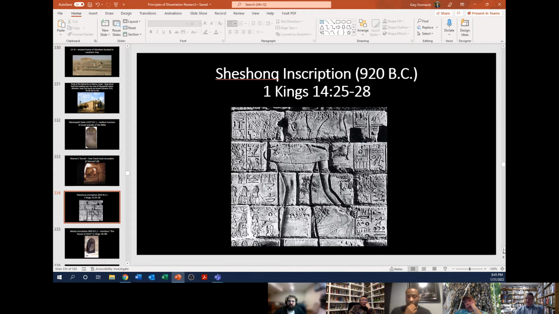The Shishak inscription found in the temple of Karnak in Egypt records Pharaoh Shishak's raid against a king of Judah, Rehoboam. You can read about that in 1 Kings 14. So we have a record outside of Israel that corresponds to an event mentioned in the Bible.